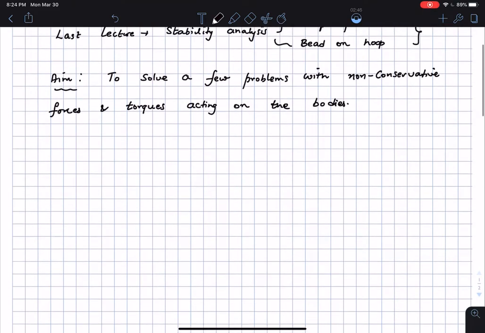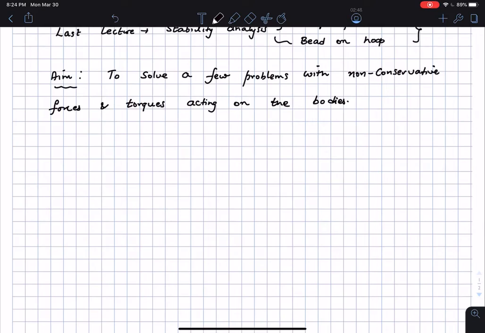All right, so let's start off with the first problem. The first problem is a disk rolling on an incline. This actually has a lot of similarities to one of the problems in your homework, which is one reason that I'm solving this problem. So we will look at a problem now.